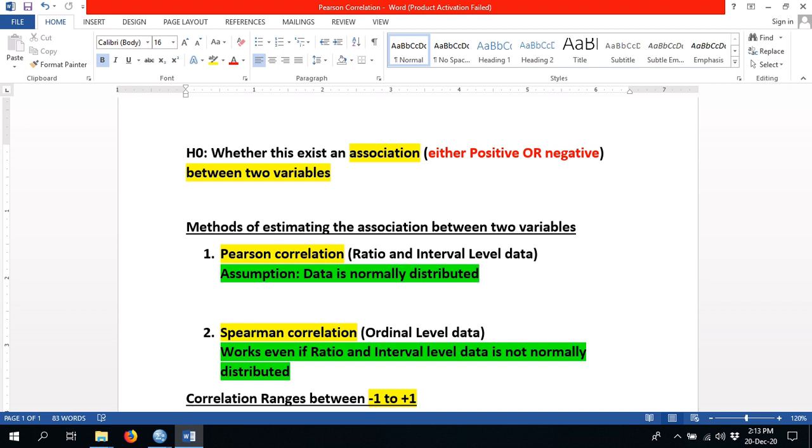Dear viewers, we are learning to determine the association between two variables. And to determine or check the association between two variables, we calculate correlation coefficients. So there are two options: we can calculate either the Pearson correlation coefficient or the Spearman correlation coefficient.